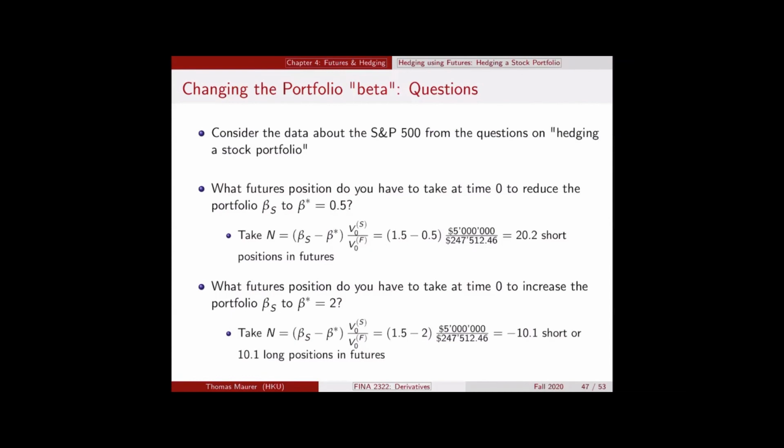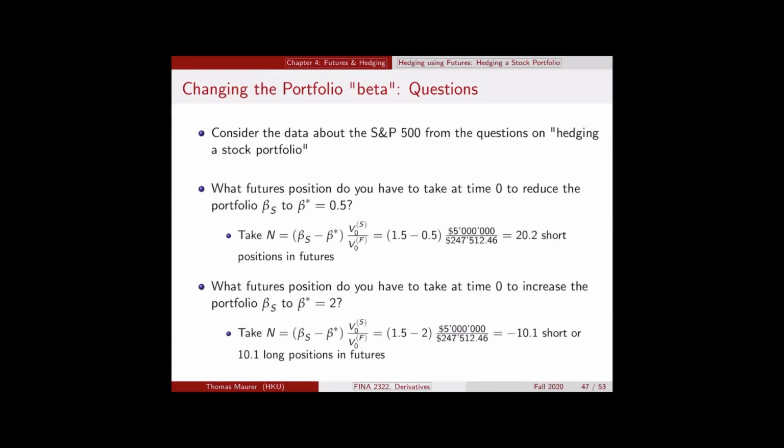Now, what if instead we want to increase the market beta to 2, meaning we actually take on more market risk exposure because maybe we are very bullish about the stock market? Well, then again, we just plug into our formula. Initially, we had 1.5 market beta. Now we increase it to 2. So now this is a negative number of 0.5, or in other words, we have now minus 10.1 short positions, or this means now we take 10.1 long positions in these index futures. So we don't actually hedge risk, but we actually take on more leverage.